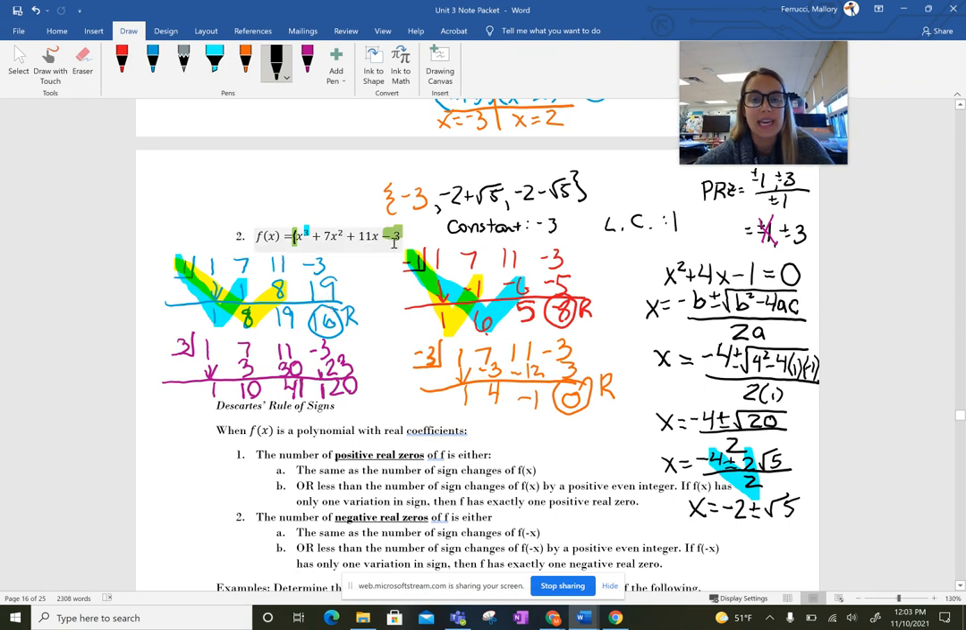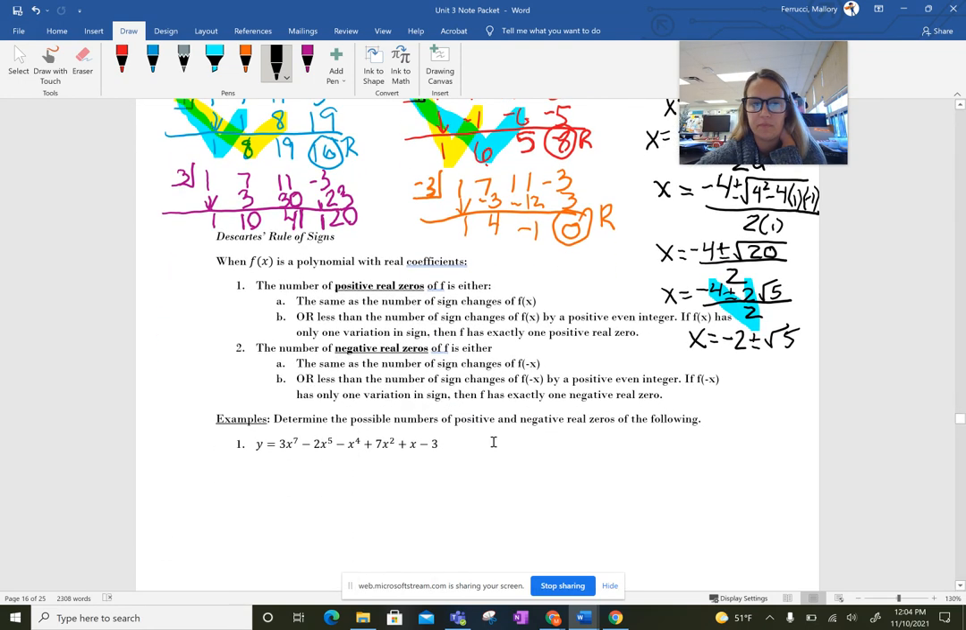So if you see here, you wouldn't have been able to find any other rational zeros because there weren't any. Okay, these 2 that we just found are irrationals because they have a radical in them that is not a perfect square. Okay, so that's for the real zeros.